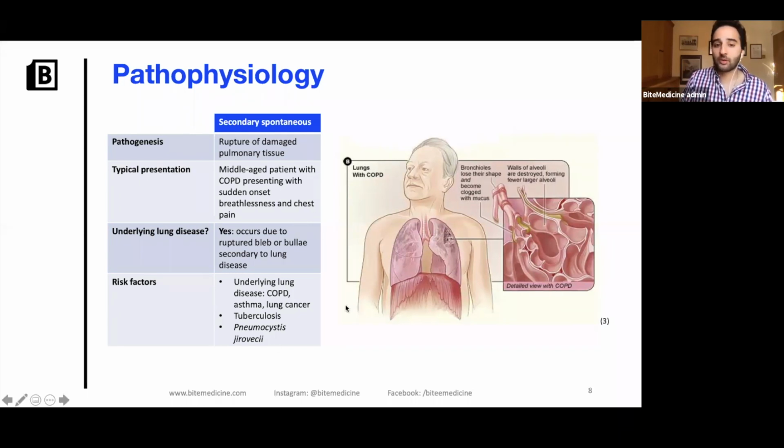Risk factors, like we said, is really anything which is going to cause underlying lung disease. So your asthma, COPDs, TBs, lung cancers, all of those types of things. So by definition, in your exams or when you get to your foundation years, if you ever see a patient with underlying lung disease that you think has a pneumothorax, always think, is it secondary? Yes, because they have underlying lung disease. And that's really important because that is what's going to affect your management, which is what we're going to talk about later.